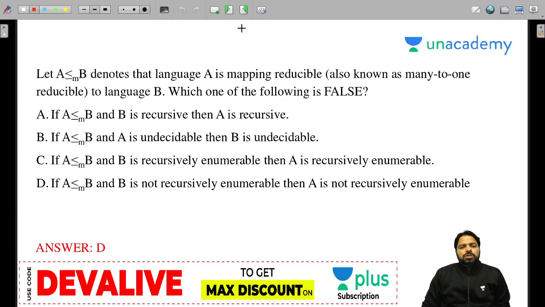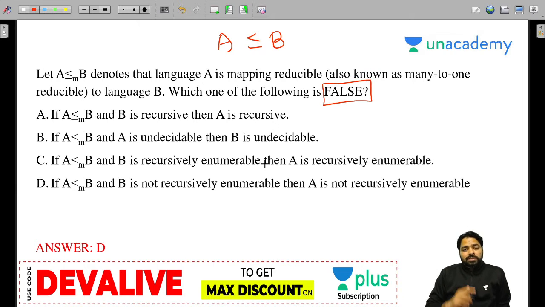A reducible to B denotes the language mapping reducible to another language. So this is A is reducible to B. And which of the following is false? There could be so many true statements. We have to choose it. Let's start. Don't worry about this. It is already given, right? Only you should look at that.